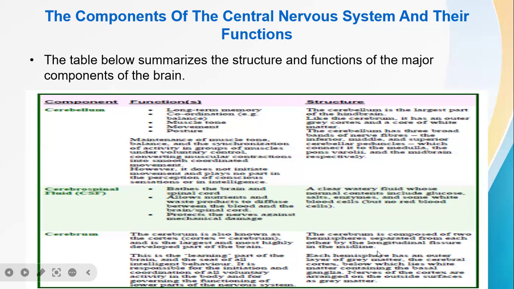Now, each hemisphere has an outer layer of the gray matter, the cerebral cortex, below which lies the white matter containing the basal ganglia. Nerves of the cortex are the ones that are arranged on the outer side surface of the gray matter. So that's simply how this cerebrum is structured.